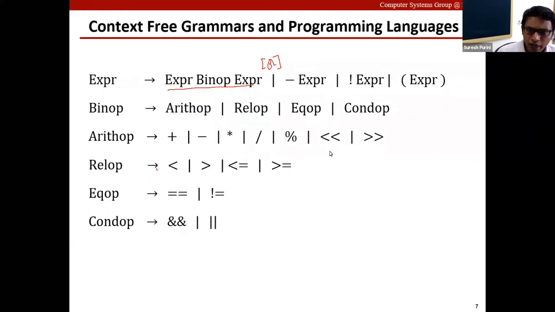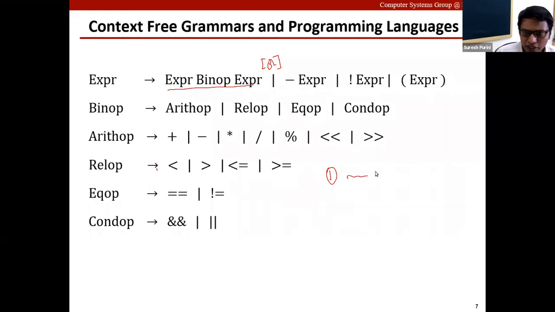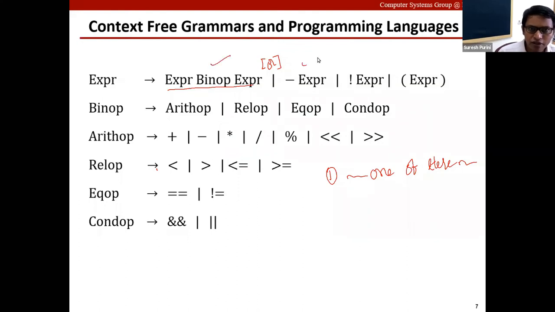So two ideas that I want you to understand and appreciate here. The first idea is multiple possibilities. An expression can be one of these, that is, either this or this or this or this. So this is a very, very powerful feature.